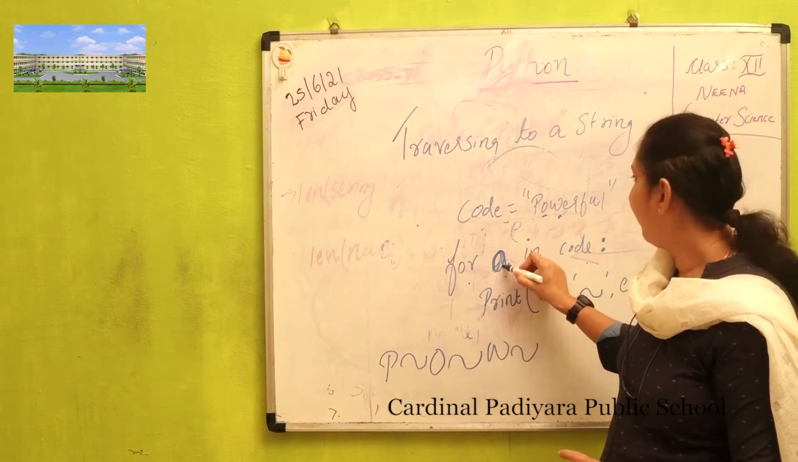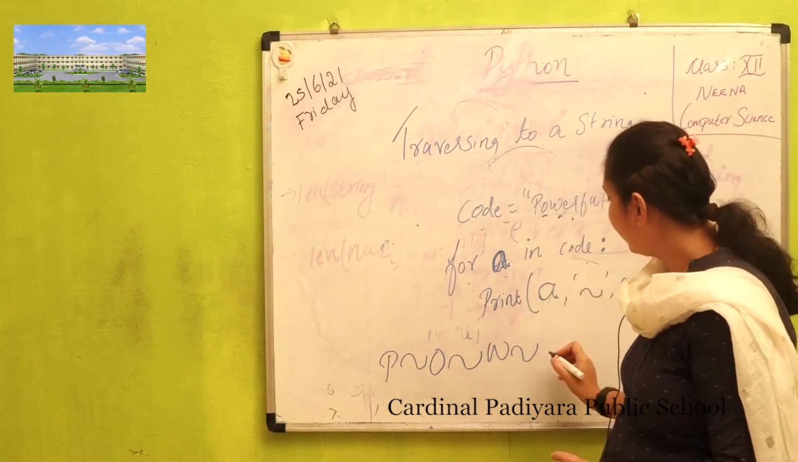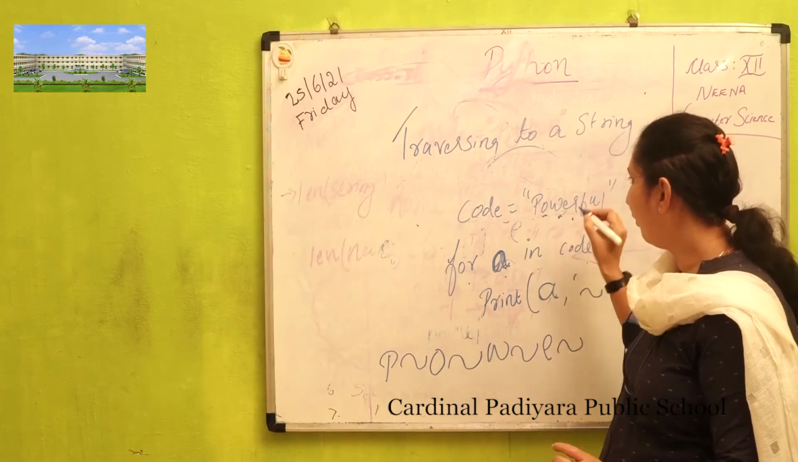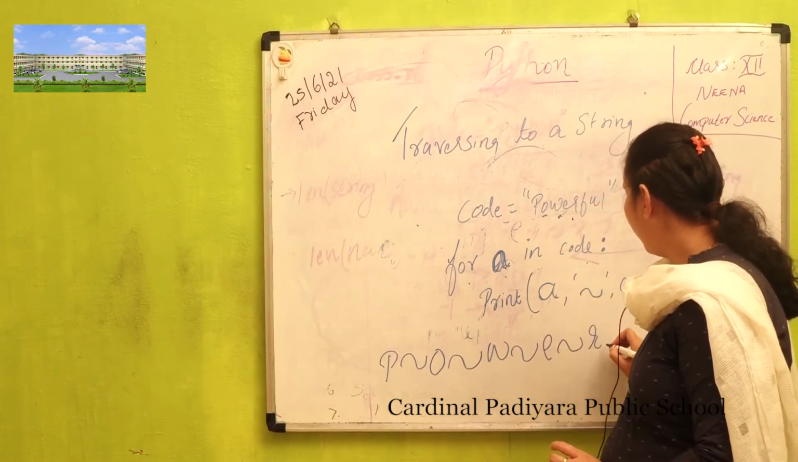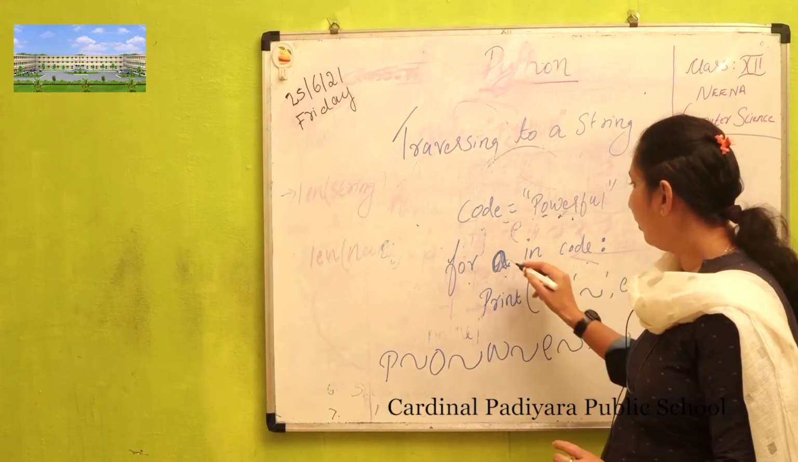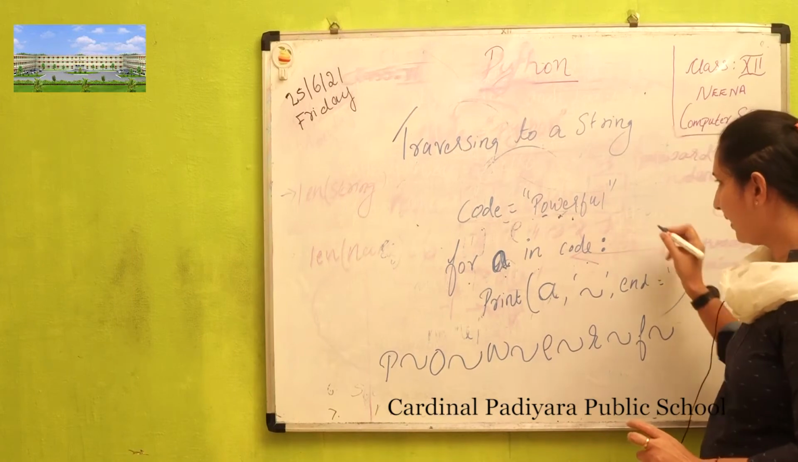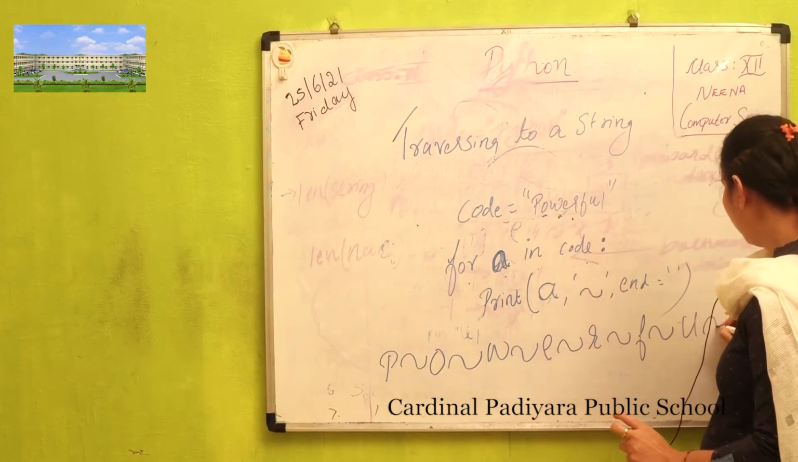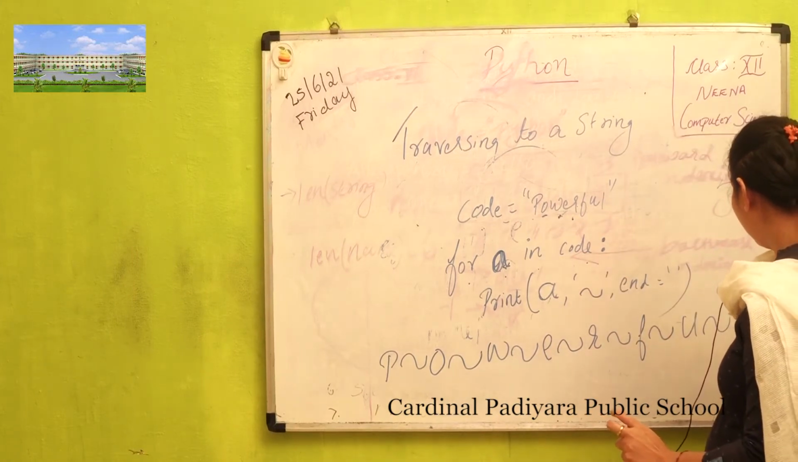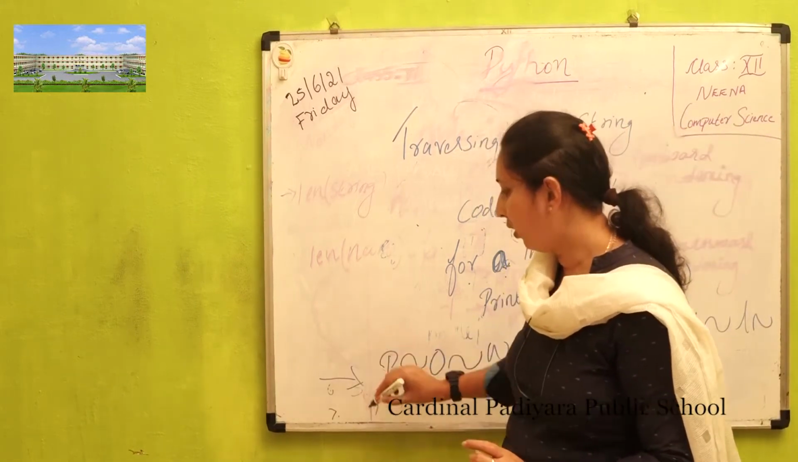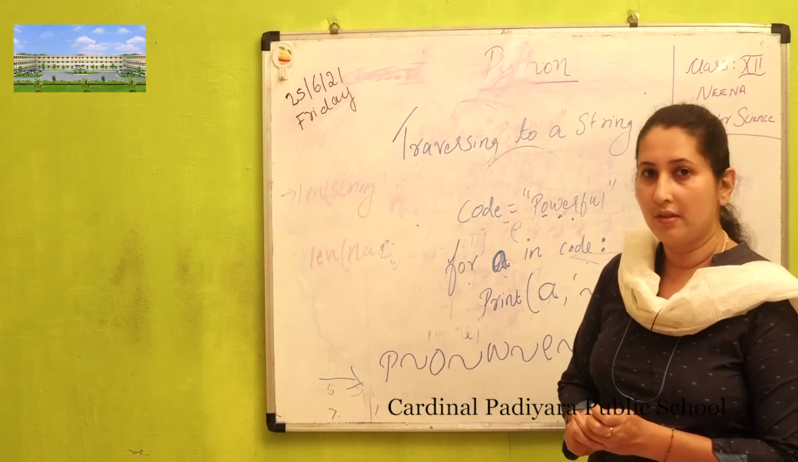Now the value of A is E. Print E, then tilde. Now the value is R, then tilde. Now the value of A is F, and tilde, also print up to L, then tilde. This is the output of this code.